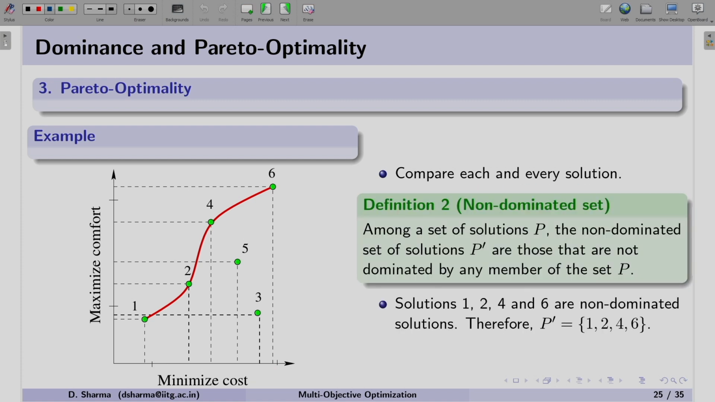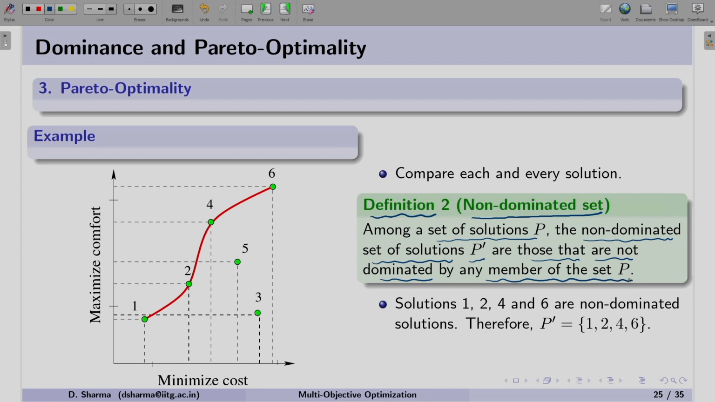Before we go further, let us understand definition number 2, which is based on the non-dominated set. What is that? Among a set of solutions P, the non-dominated set of solutions, say P prime, are those that are not dominated by any member of set P.